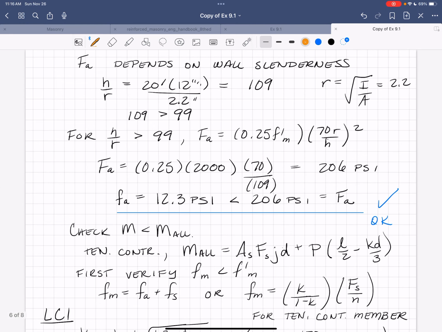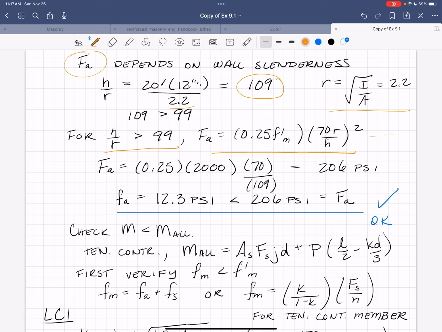All right. I now need large F sub A, and that depends on wall slenderness. So remember, there are 2 equations, H over R greater than or less than 99. So H over R is, in this case, the height of the wall, 20 feet, converted to inches, and then R, I can look up the radius of gyration or just calculate it from I over A, which I get 2.2. I get an H over R of 109. That's greater than 99, so I use this equation.